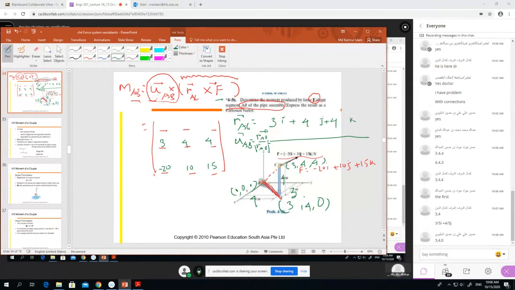3, 4, 0. Kamal has already given us the answer: 3 by 5 i plus 4 by 5 j. So we can write here 3 by 5, 4 by 5, and here is 0. Okay, fine. Now just calculate the determinant and tell me the answer.